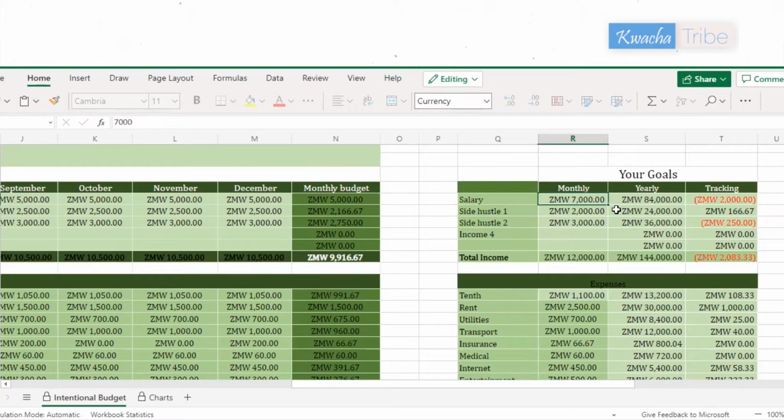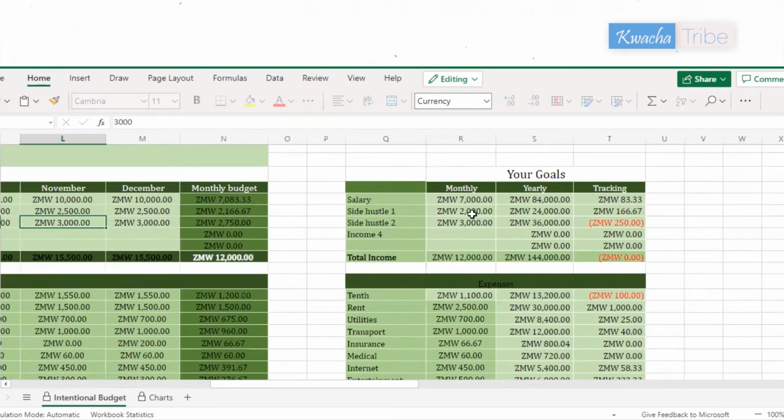In reality, for salary, you can see it's negative 2,000. Brackets mean negative in accounting, and it's red, meaning he is behind his goal. His goal is ahead of what is happening in reality, so it's red to say, whoa, pay attention to your goal. You are not on track yet. If we look at side hustle two, he was actually ahead of his goal by 166 kwacha. And if we put it at 2,500, you see what happens. He's behind by 333 kwacha.